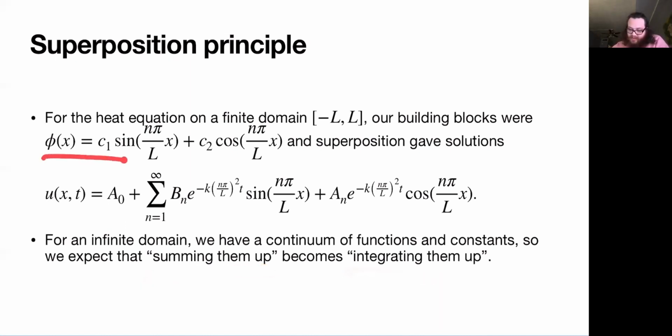Before we had these discrete building blocks, and we multiplied each of these by the corresponding time piece. So what we ended up with was a constant. Our solution to the heat equation on a finite domain was a constant plus some coefficient for the sine terms plus some coefficient for the cosine terms.